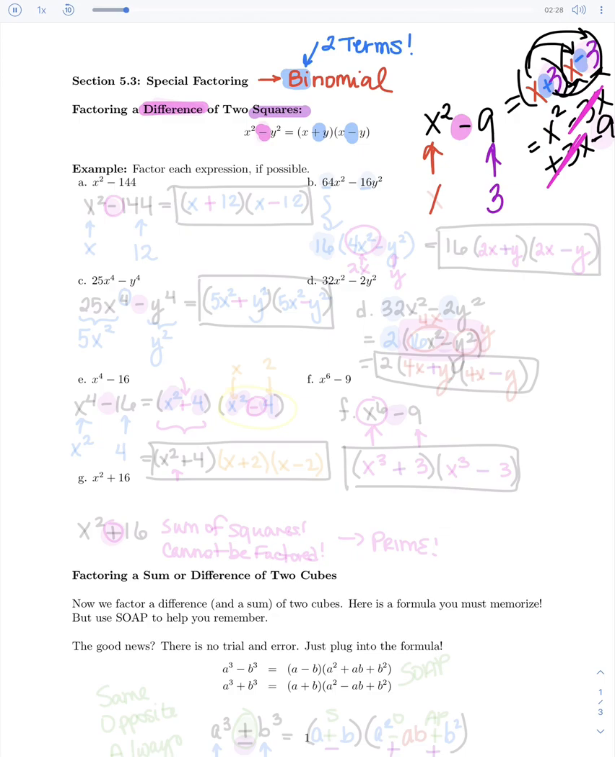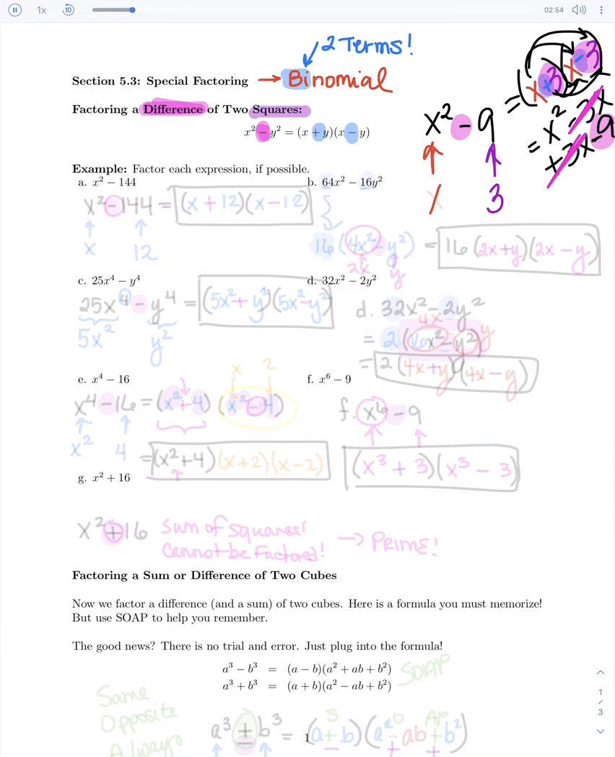But then on that last piece, when you multiply the 3 and the negative 3, you get a negative 9. That's why it has to be a difference of two squares. The only way to get a difference is if you have one that's a plus and one that's a minus. So this rule only works if you have a difference of two squares.